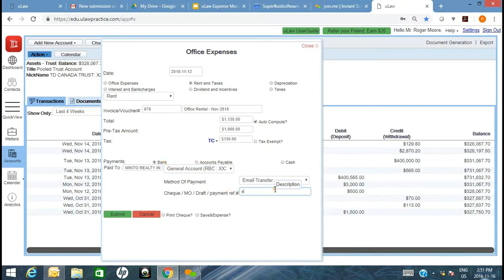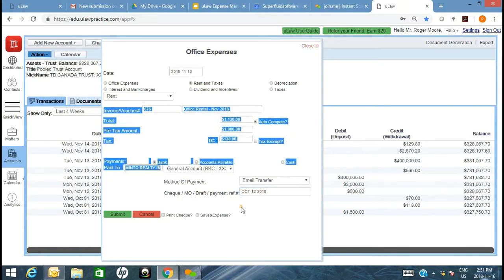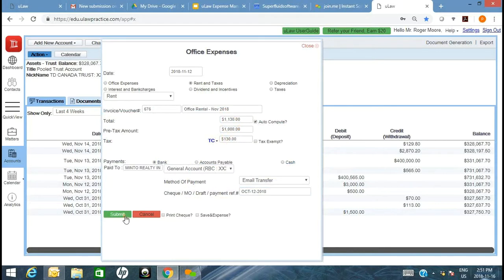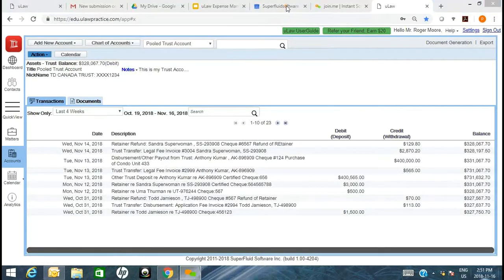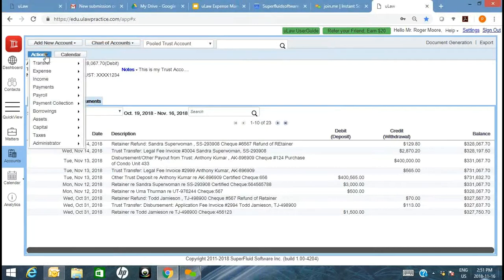So let's just go with email transfer, and let's say you're dealing with RBC. Let me just give you a reference number. If you don't have it, generally you can just type in the date when the transaction occurred. So on the 12th of November, you've had about $1,130 of rental payment. Okay? That came out of your general account. That's one type of expense.